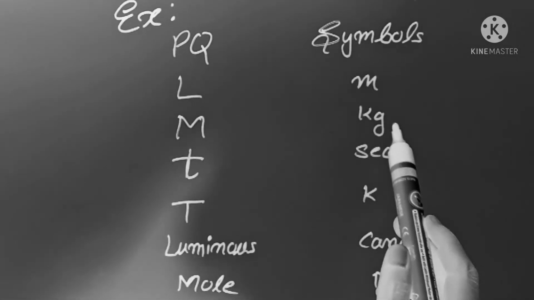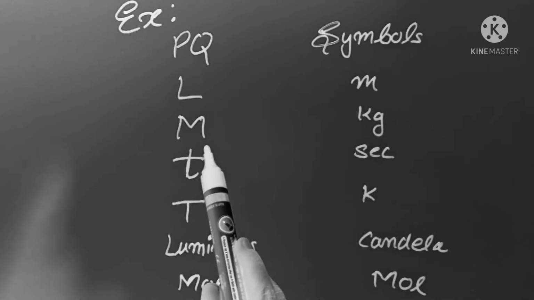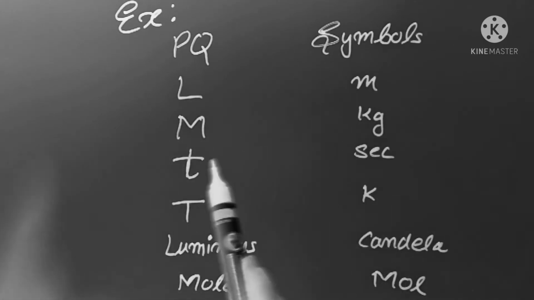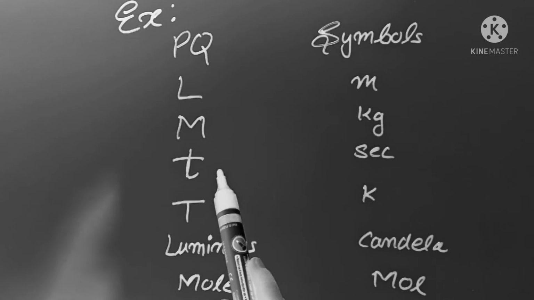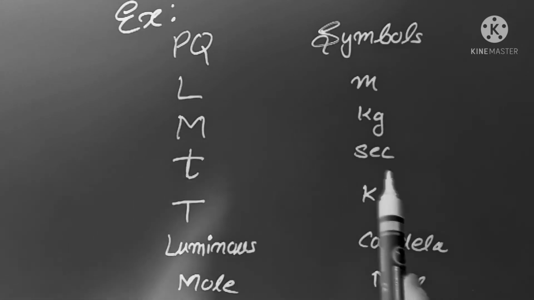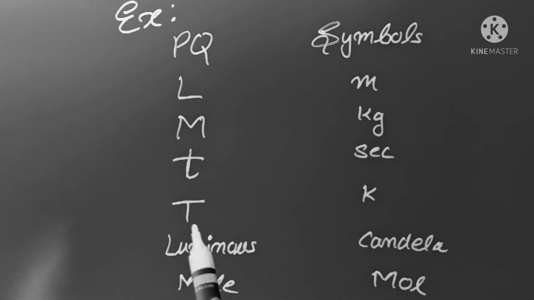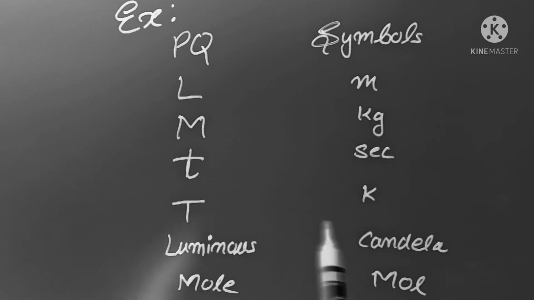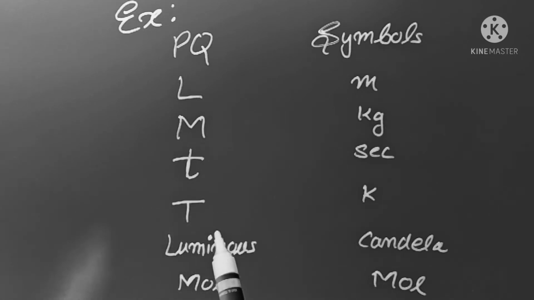Length, symbol meter; mass, symbol kilogram; small t is for time, symbol seconds; capital T is for Kelvin or temperature; luminous intensity, candela; mole, which is used in chemistry mainly, and its symbol is MOL.